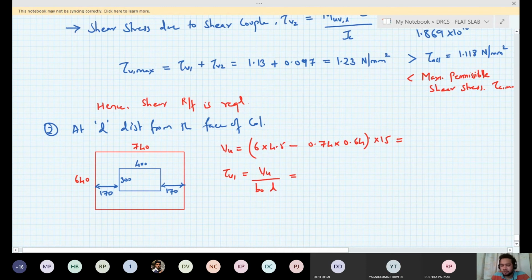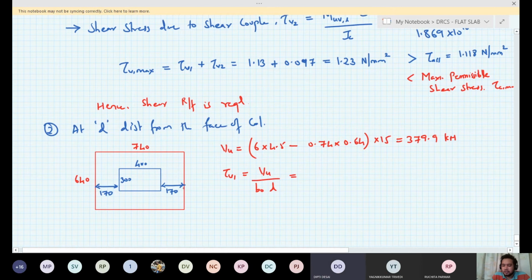Okay, so how much is this V0? 6 into 4.5 minus 0.74 into 0.64 multiplied by 15, so it is 397.89. So we can say 397.9 kilo Newton. Okay, so by increasing the distance from the face of the column, we are finding the shear stress at that location.